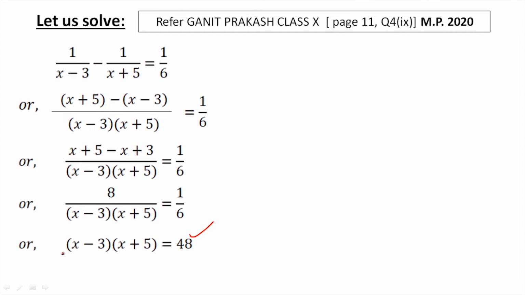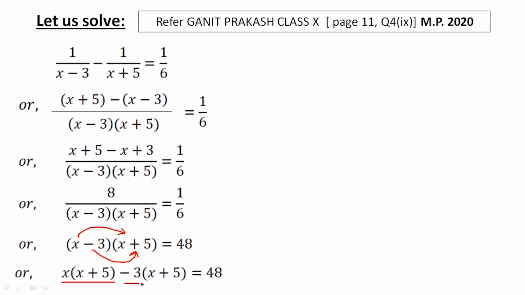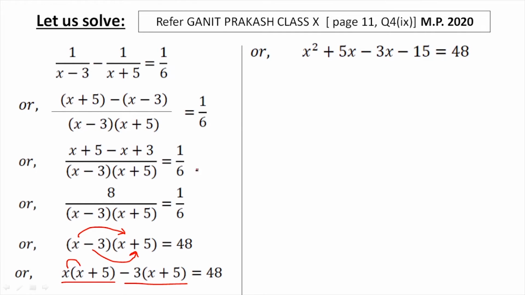Here we will multiply x minus 3 with x plus 5. So multiplying with x minus 3, x into x plus 5, and again minus 3 into x plus 5. Now what we will get is x into x is x square, x into 5 is 5x, minus 3 into x is minus 3x, and minus 3 into 5 is minus 15. Whenever we multiply two numbers, we need to multiply their sign also, and that will be equal to 48.